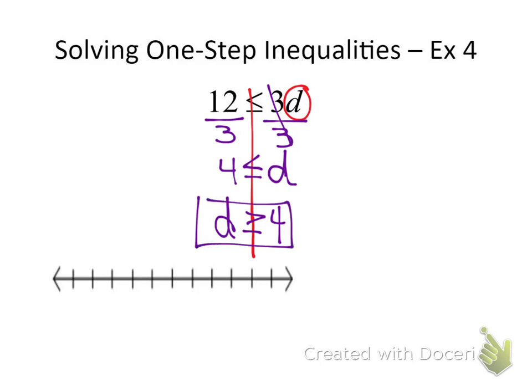Open dot or closed dot? So I'm going to put a closed dot. I'm going to label it the number 4. Now, D is greater than or equal to 4, so which way is my line going to go? The right. Correct.